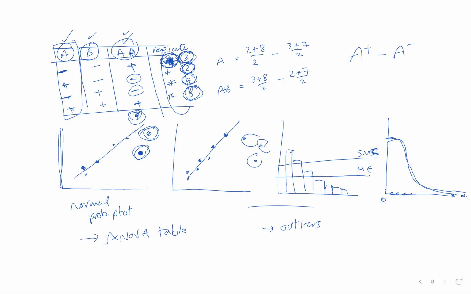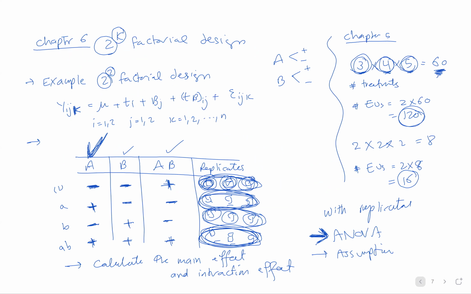Okay, let me show you how to do it. In this case, how many treatments do you have? You have 4. Minus minus is a treatment. Plus minus is a treatment. Minus plus is a treatment. Plus plus is a treatment. So how do I estimate these treatments? Let me explain in more detail.